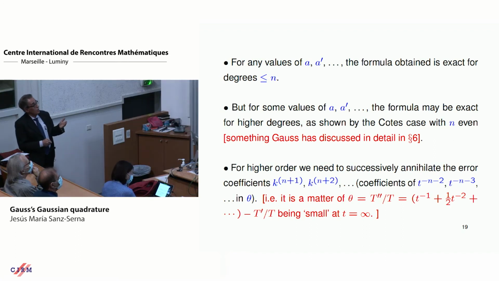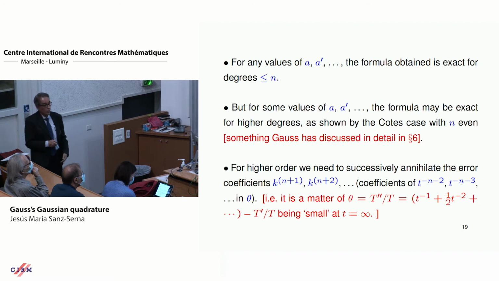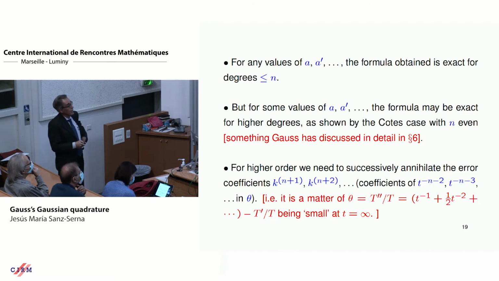He points out that for any choice of the abscissa, the construction he has carried out is exact for polynomials of degree less than or equal to n, but as shown by his previous example of Cotes' formulas, when you have a symmetry, for some particular choices of the ingredients, the degree could be higher. So he now tries to annihilate additional error coefficients.